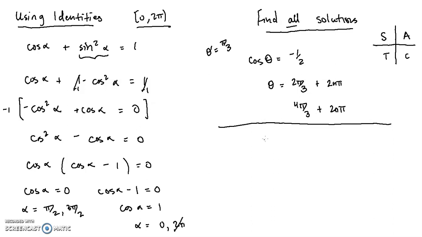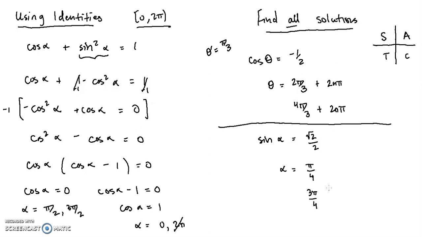Let's look at a sine one. So let's say we have sine alpha is equal to square root of 2 over 2. Okay, so that's positive, so we do want our first quadrant solution. Our first quadrant solution is going to be pi over 4. And then the other place that sine is positive is over here in the second quadrant. So in the second quadrant, it's going to be 3 pi over 4.